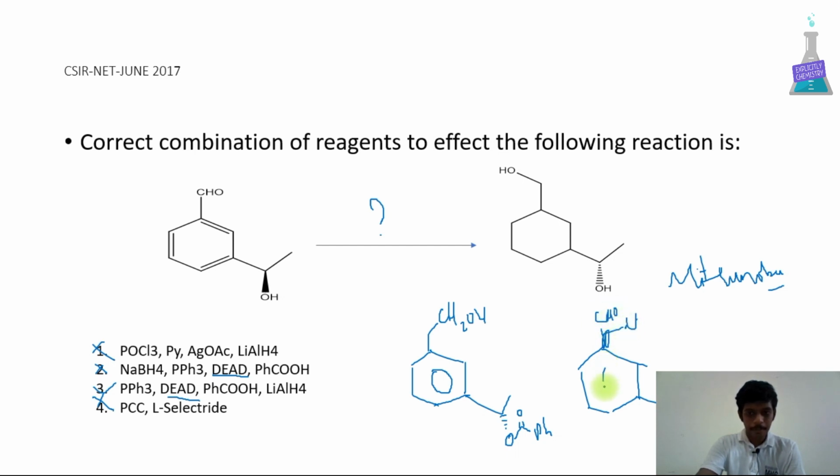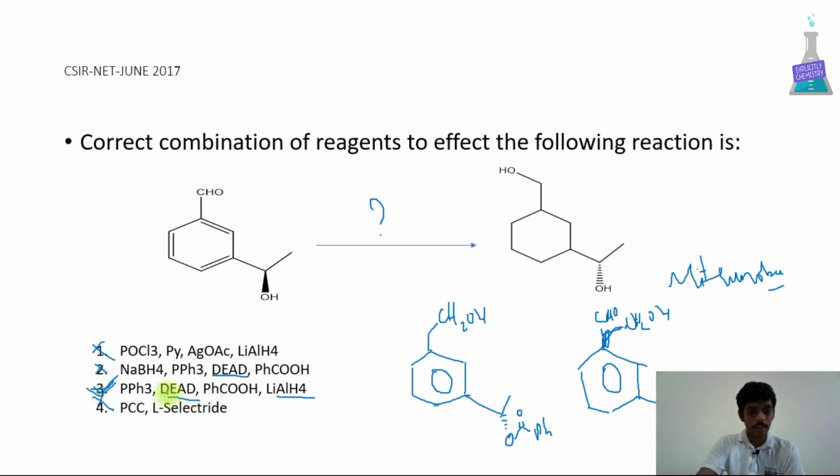After that, we are adding lithium aluminum hydride. If we add this, this CHO will be converted into CH2OH, and this will be converted into OH, forming this product. So the correct option is option 3.